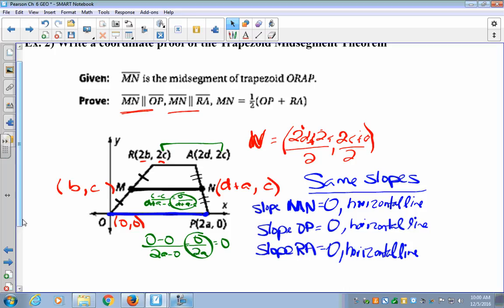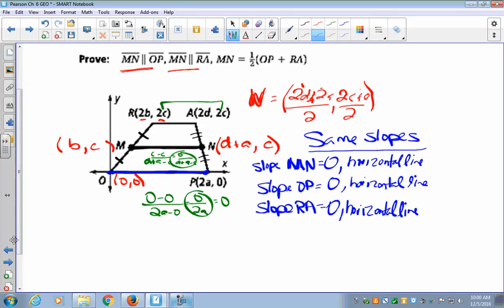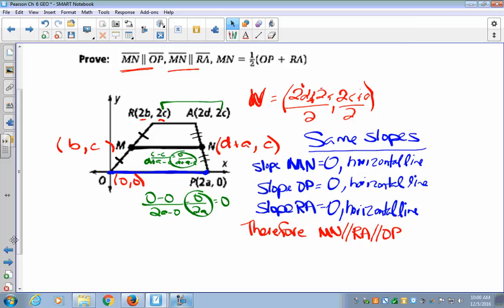Okay, so we proved it, so let's go ahead and lock it in. So we say, therefore, because that's fancy terms for locking it in, MN is parallel to RA and parallel to OP. All right, so now we need the next part. We need MN equal to 1/2 of OP plus RA. Those are distances.